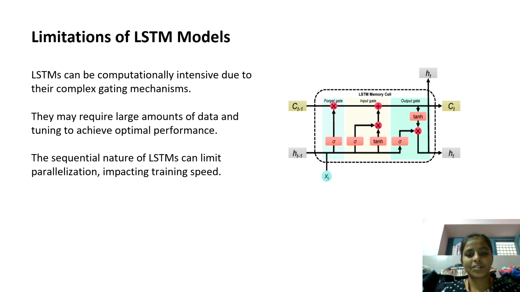Next, coming to the limitations of the LSTM model. LSTM can be computationally intensive because of the complex gating mechanisms. The second one is they may require a large amount of data and careful tuning to achieve good performance. And the third limitation is that LSTMs process sequences sequentially. Because of this, parallelization can be limited, which can affect the training speed. So, although LSTM provides good performance for sequential data, it can require more computational resources and training time.